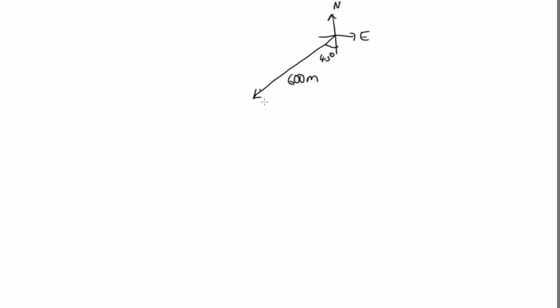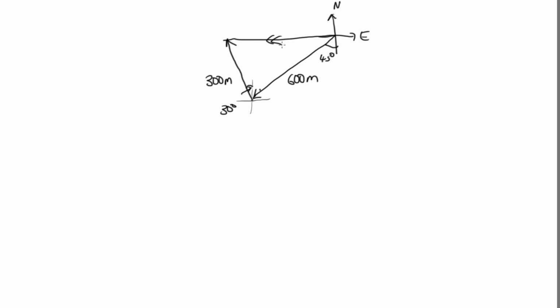At this point, the hiker changes direction and walks north 30 degrees west. So now they start going up like this. They walk 300 meters, and this angle in here is 30 degrees. And so our resultant vector is along here like this.